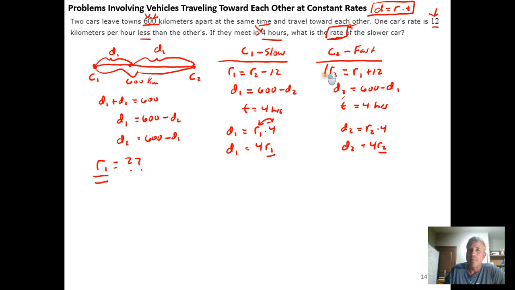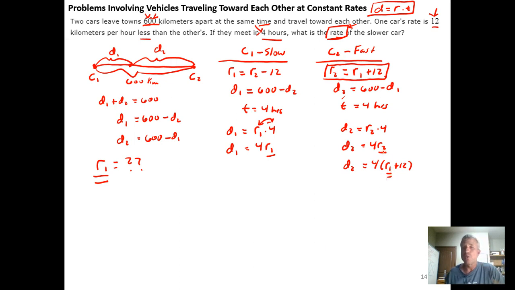And I can, because if I look up here at this relationship that I wrote down, I see that the rate of the fast car can be described as 12 kilometers faster than the rate of the slower car. So I can make a substitution here. I can say, hey, d sub 2 is going to equal 4 times the rate of the fast car, but I can rewrite the rate of the fast car as r sub 1, the rate of the slow car, plus 12. And now I don't have the rate of the fast car anymore. I only have the rate of the slow car showing up in 2 spots.